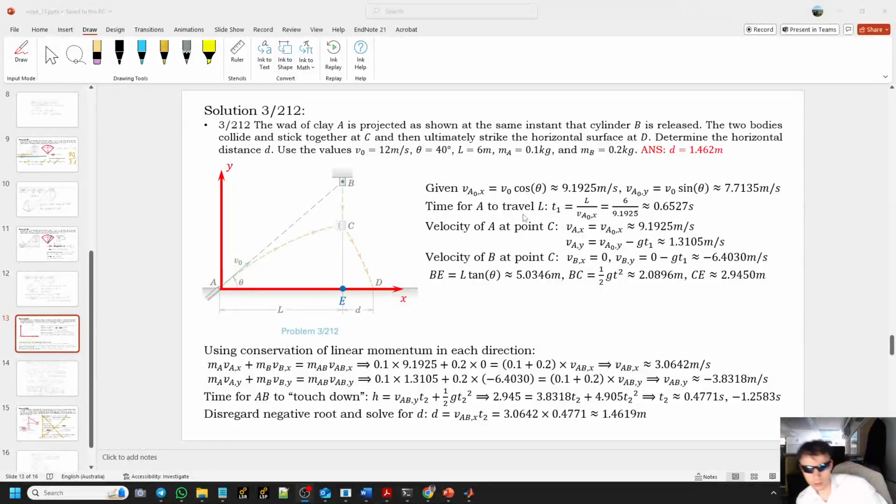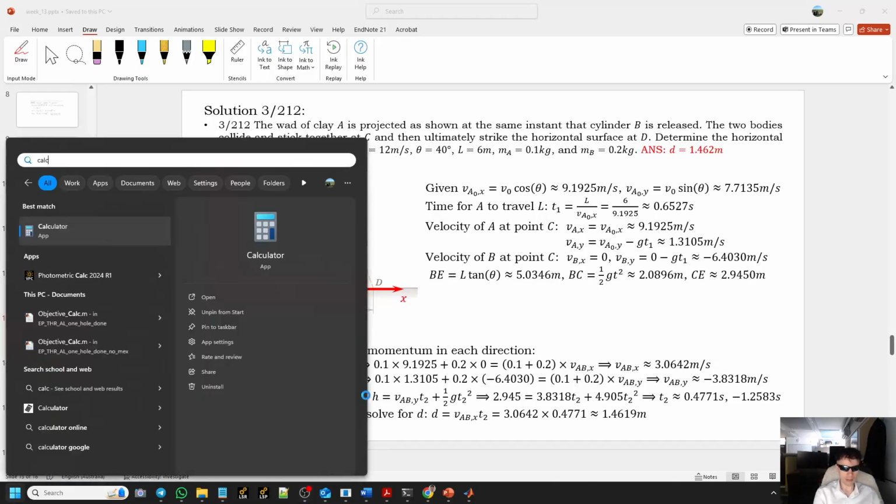Okay, let us solve this question 212. So here we have a wad of clay A. What is the velocity in x direction and y direction? So it is v0 cosine theta, and it will be 9.1925, because theta is 40 degrees and v0 is 12.